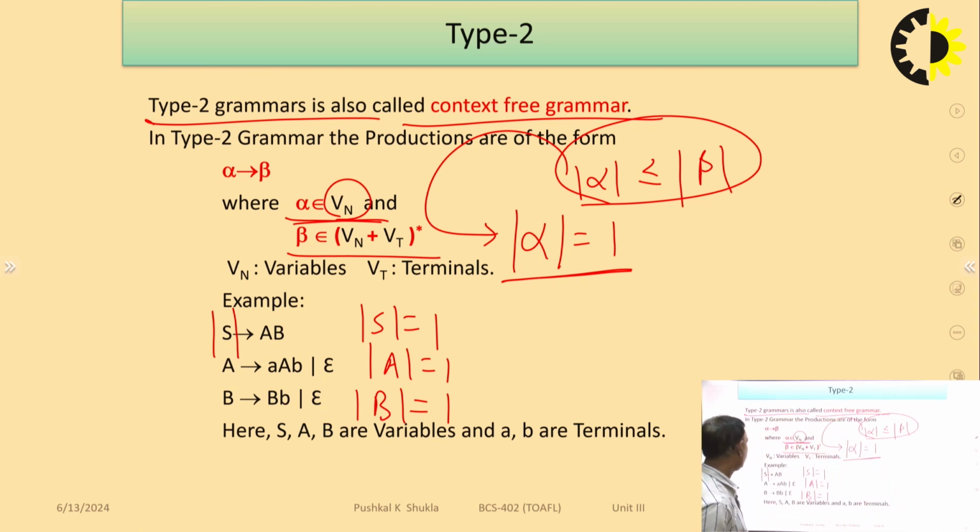So here S equals AB. This length is 1, this length is 2, this length is 1, this length is 3, and epsilon is also possible because the star is there. This length is 1, this length is 2, and epsilon is also there.